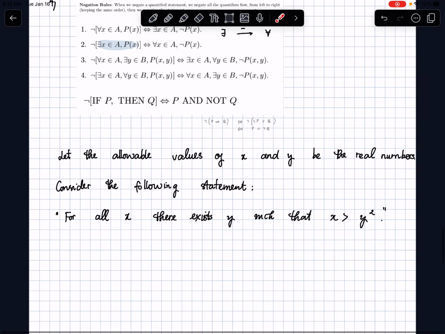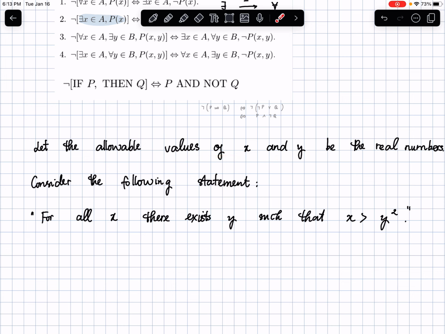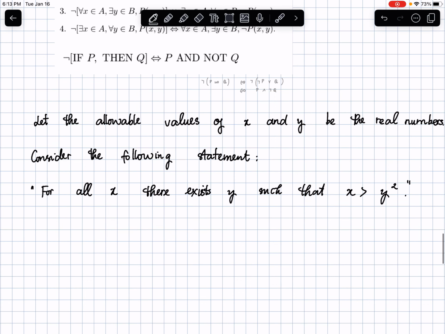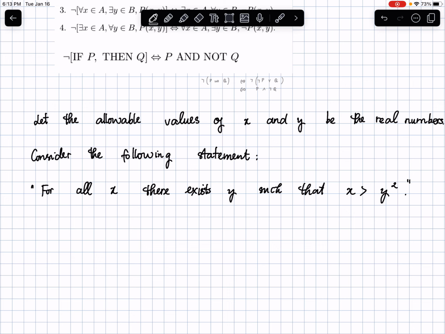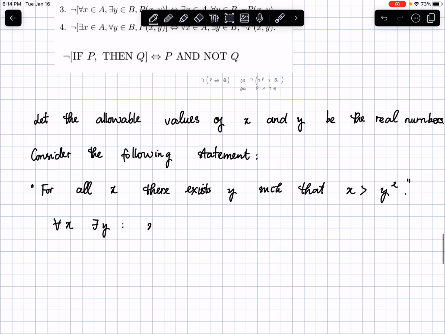Let the allowable values of x and y be the real numbers. Consider the following statement: for all x, there exists y such that x is bigger than y squared. Okay, let's write it down in terms of logic and symbols. So for all x, there exists y such that x is bigger than y squared, right?